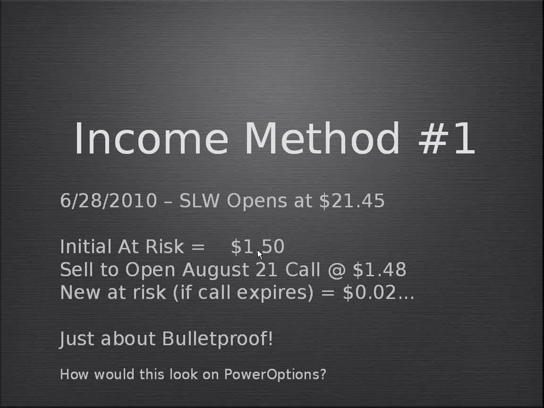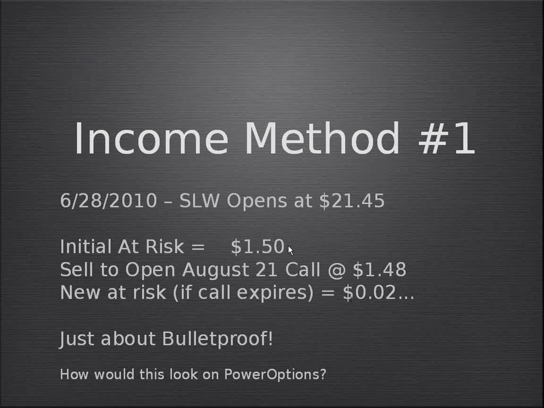My initial risk was $1.50. I was able to sell to open the August 21 call. Now, why did I want to use the 21 call? Well, I could have used the 20 call, but it was now in the money. When using income method number one, I'm only going to use the 20 strike or higher because that's the strike price of my put. I don't want to rush in too soon and sell a call below the protective put strike price. But I was able to sell the August 21 call for $1.48. So, assuming if the call expires worthless, I believe it was 55 days away, my new at risk on this position would be only 2 cents.